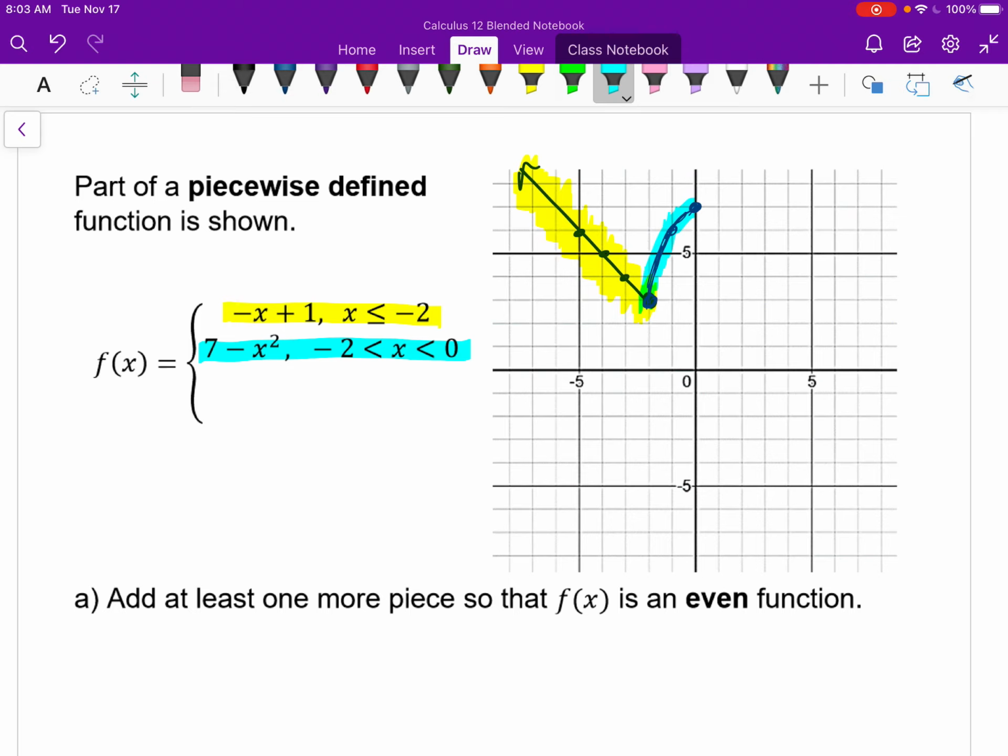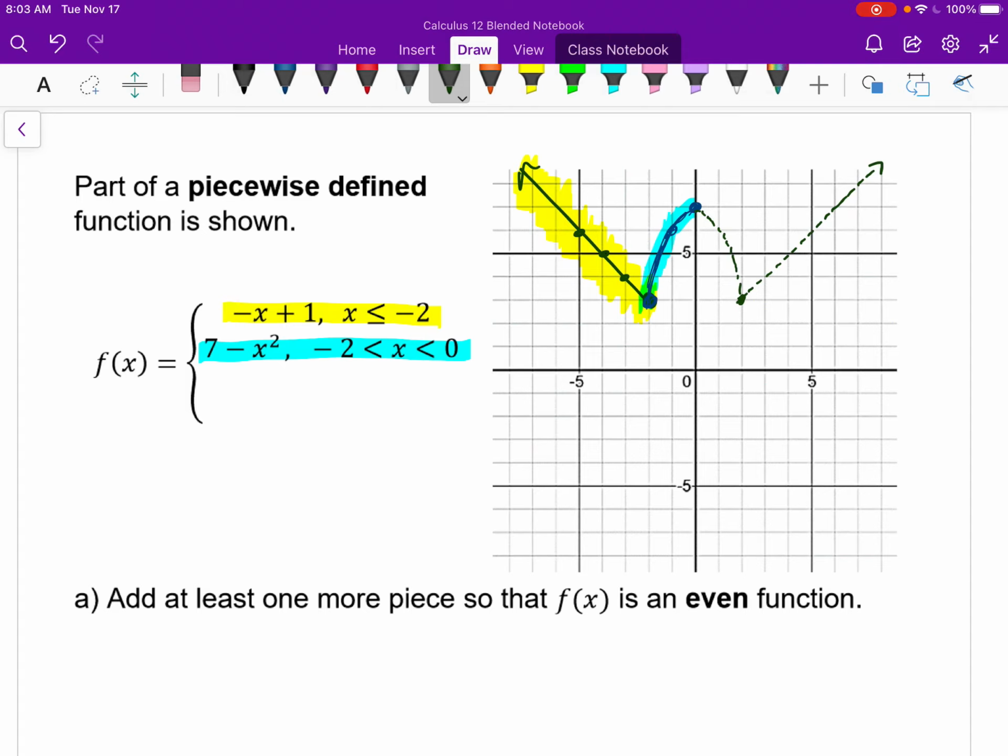So what I've sketched out so far is what I gave you, the first two pieces. Then what I ask is to add at least one more piece, so that it's an even function. Well, to make this an even function, what I have here should look the same as if I reflect it horizontally. So right now, there's nothing on the right-hand side of the y-axis. But if it looked something like this, and then had a line going up like this, if that's what the whole function looked like, what I've just sketched out altogether is an even function. So what pieces do I have to add?